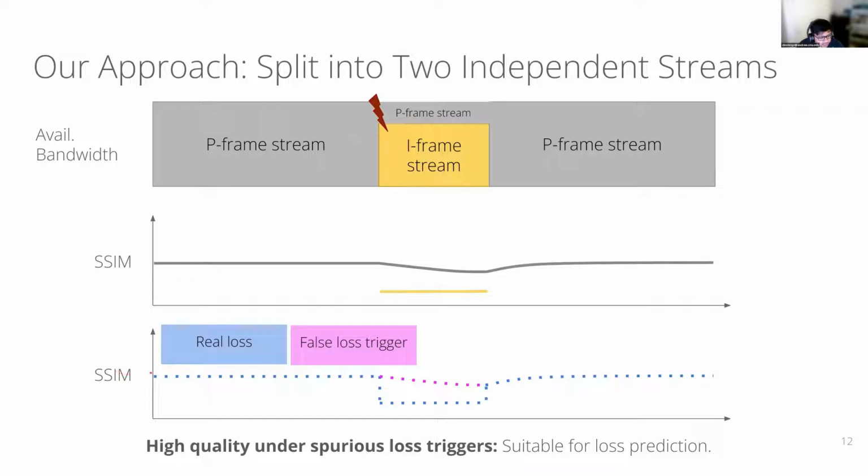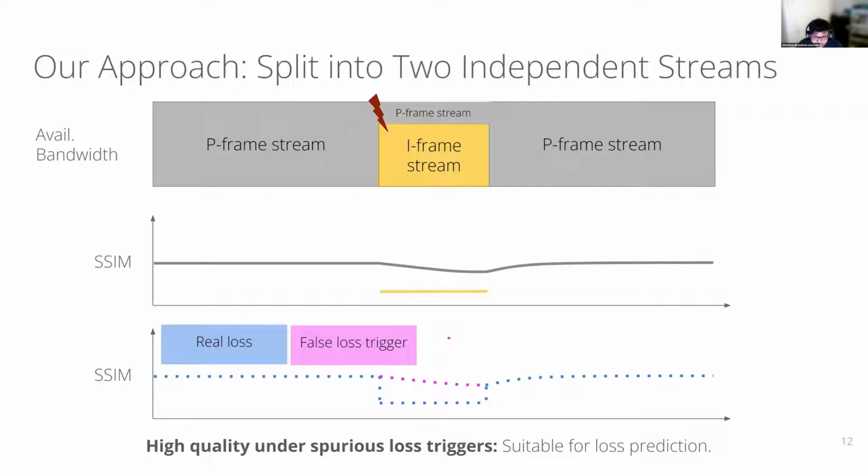Now, if you look at the video quality, when real loss occurs, you get a drop in video quality, and this video quality is slightly lower than what you would get with just iframes. But the benefit is once loss recovery is complete, the quality quickly jumps back up to the steady state p-frame video quality. So one benefit comes from this part of the SSIM curve.